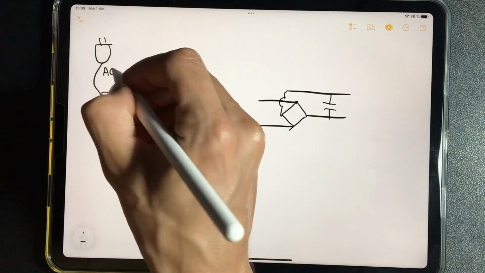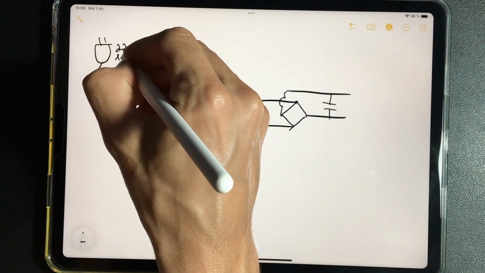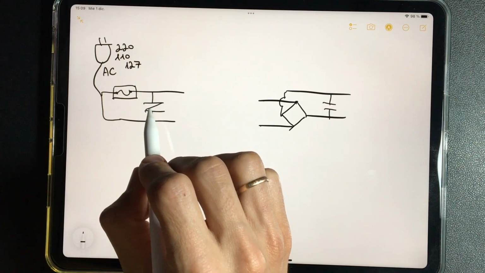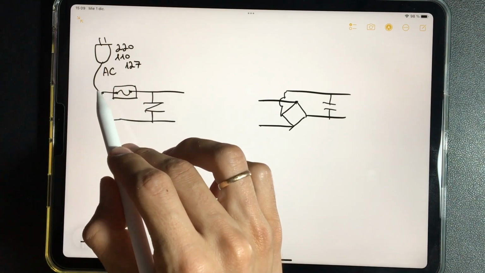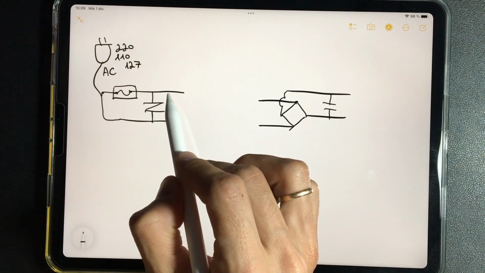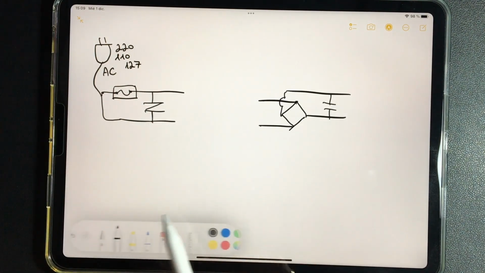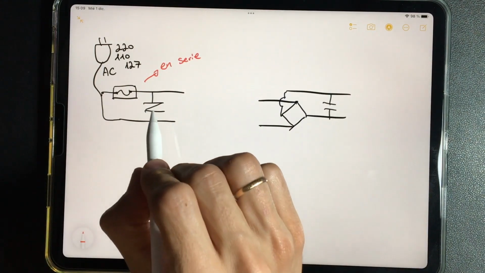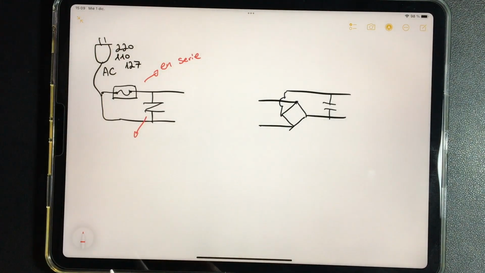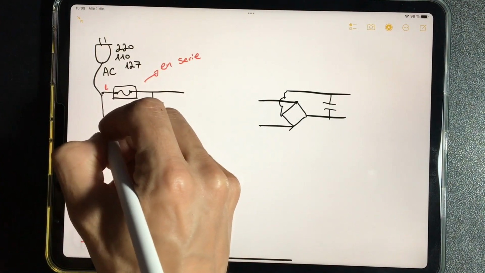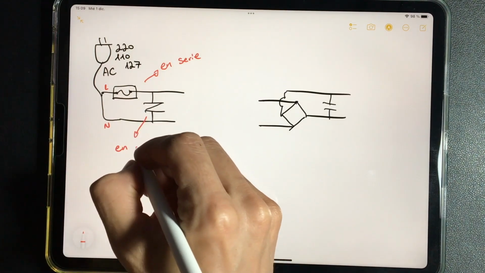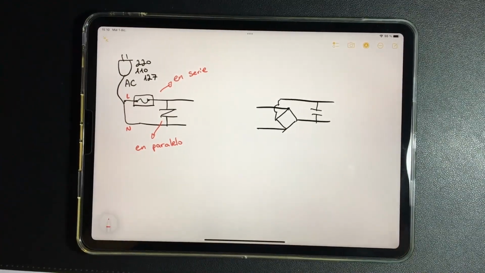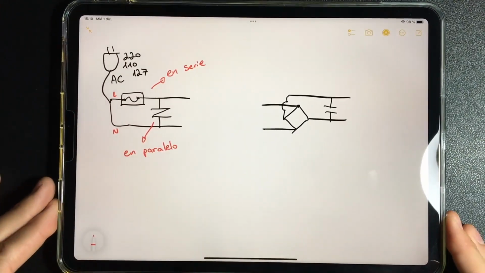Here, then, we have our AC voltage, which can be 220 or 110 or 127, and here you will find a fuse and a varistor. Whenever something is placed in continuity with one of the two conductors, it is said that this is placed in series. And whenever something is placed in such a way that it joins the two conductors, line and neutral, we say that it is placed in parallel.